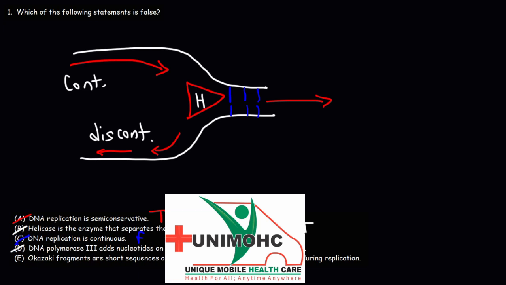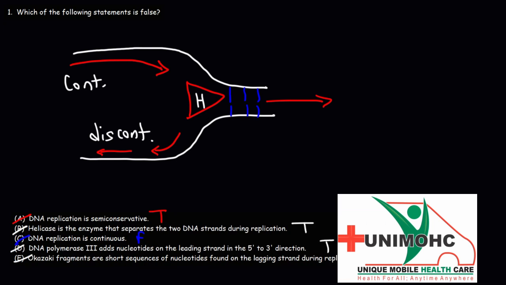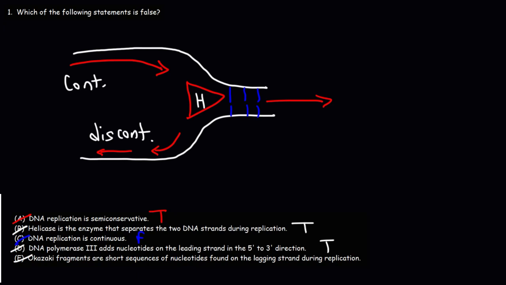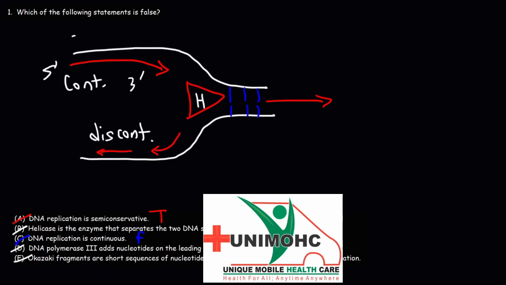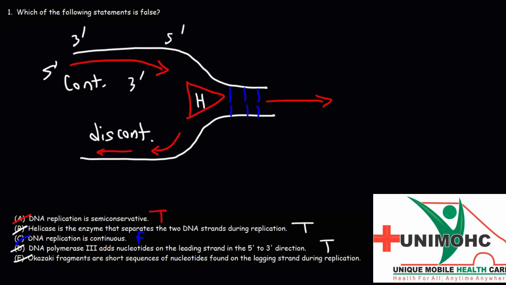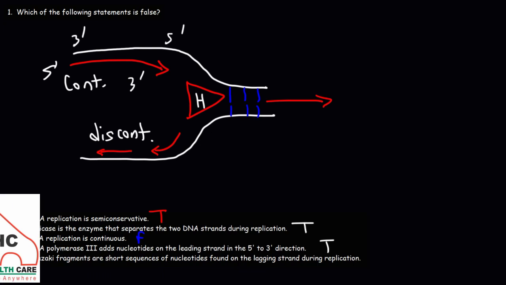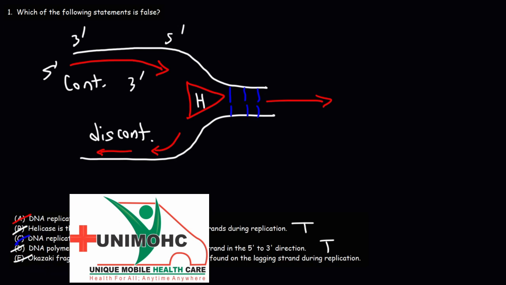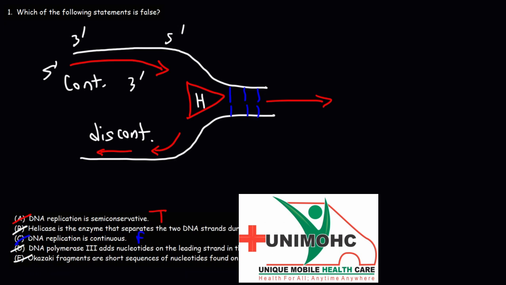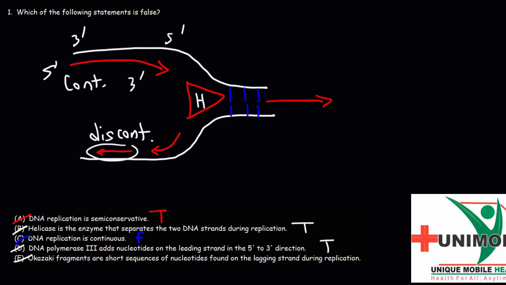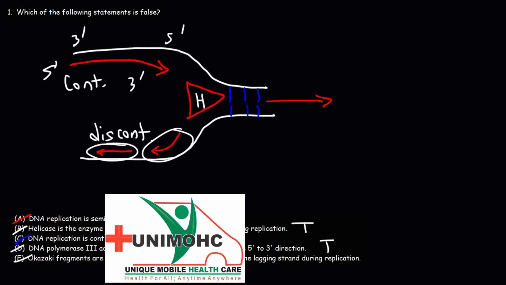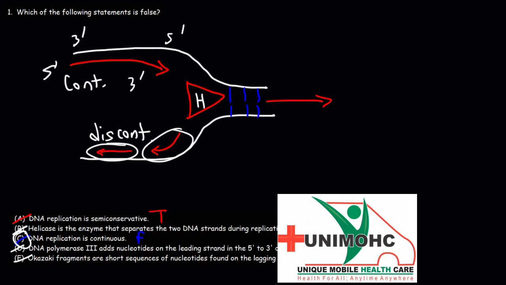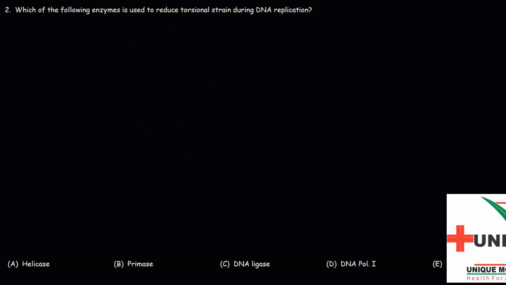So we know the other statements must be true. DNA polymerase 3 adds nucleotides on the leading strand in the 5 to 3 direction. And E, Okazaki fragments are short sequences of nucleotides found on the lagging strand during replication. So these would be the Okazaki fragments. So the answer for this problem is C. That is the false statement.